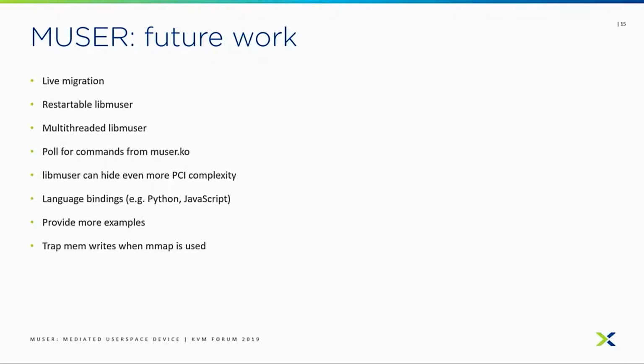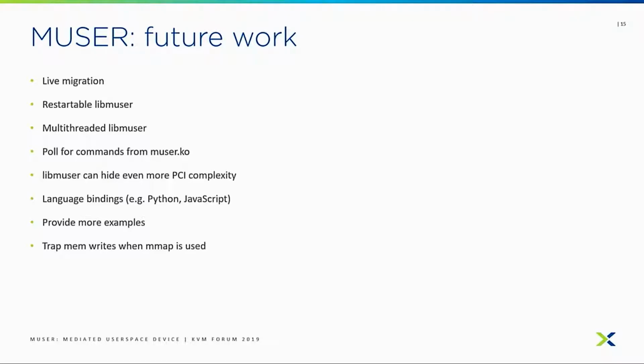We would also like to make MUSER restartable. The framework architecture supports this, but we haven't yet standardized it as a function. We would also like to make libmuser multi-threaded, and also to be able to poll for commands from the kernel rather than having to block.